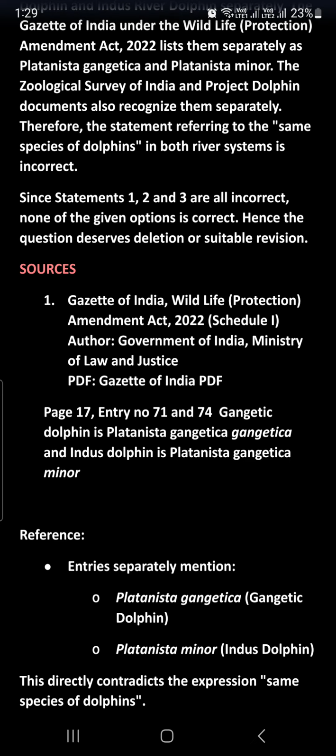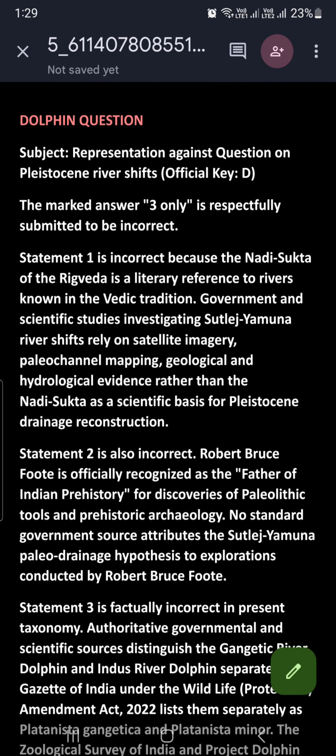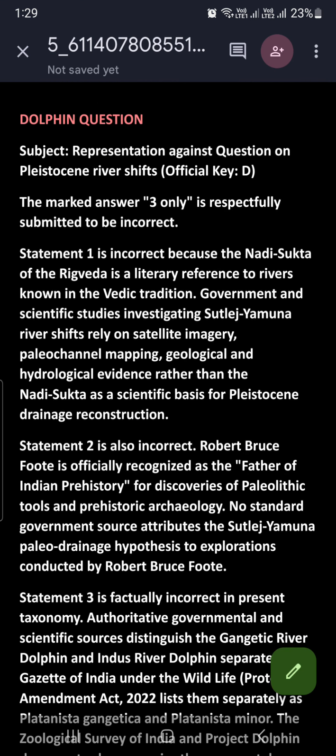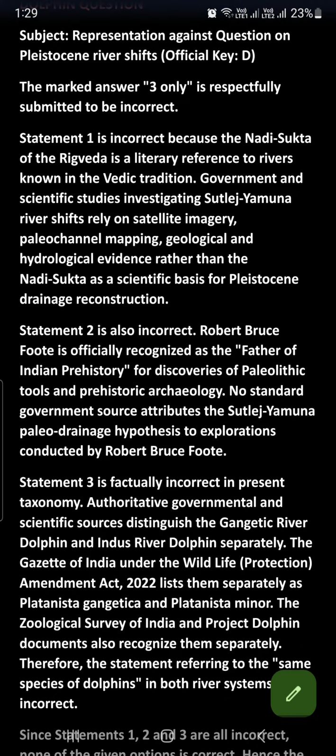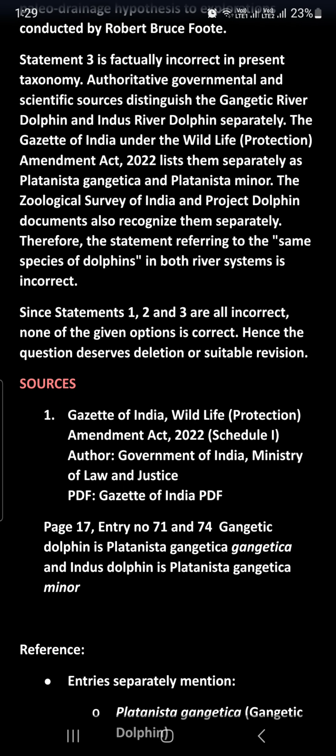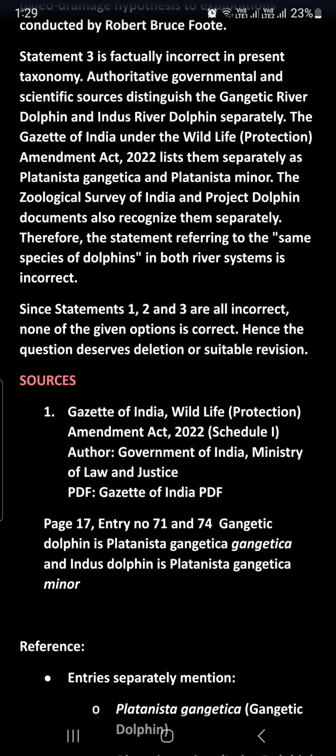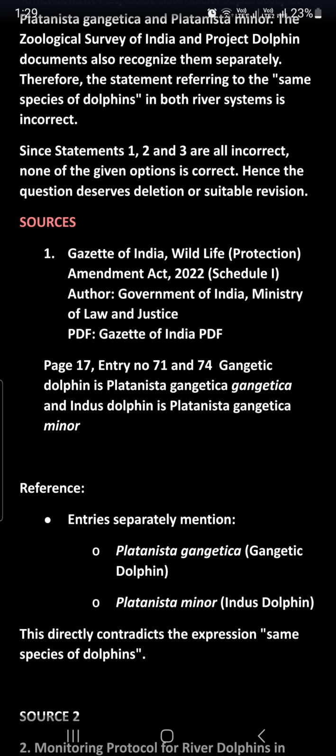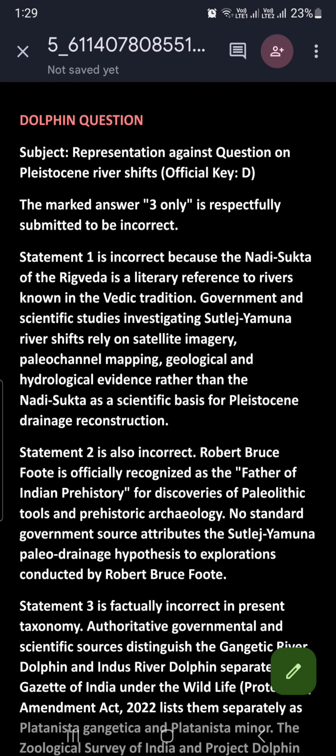It's a famous one. What we are claiming is that no, the Nadi Sukta of the Rig Veda did not give an evidence for the Pleistocene drainage patterns of those rivers, and we're saying that the Indus and the Ganga dolphins are two separate species, not the same species, which was mentioned in statement 3. So that's how we are negating: statement 1 is also wrong, statement 3 is also wrong, and even the second statement in itself was wrong.